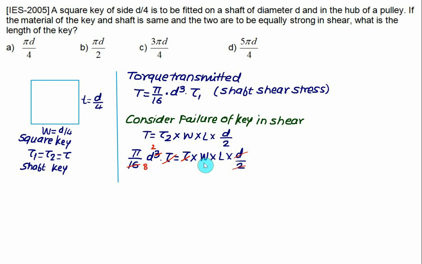This value of W we can replace as D by 4. So we are left here with pi into D square divided by 8. On the right hand side, W is replaced as D by 4 multiplied by L. Again, one of the D will get cancelled and 4 is cancelled, then 2 is left. So we have a length L is equal to pi multiplied by D divided by 2. Pi D by 2, choice B is the correct choice.